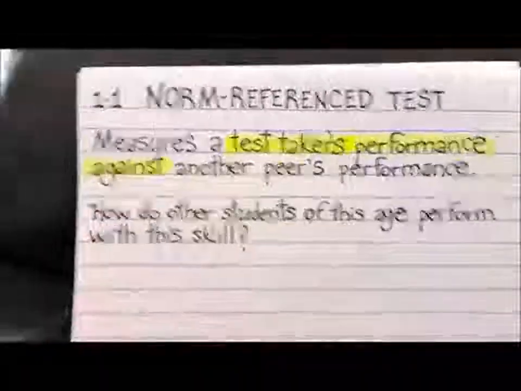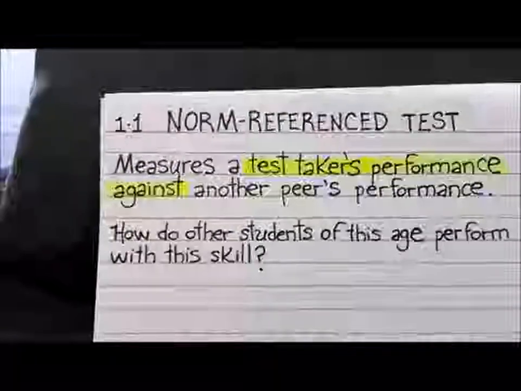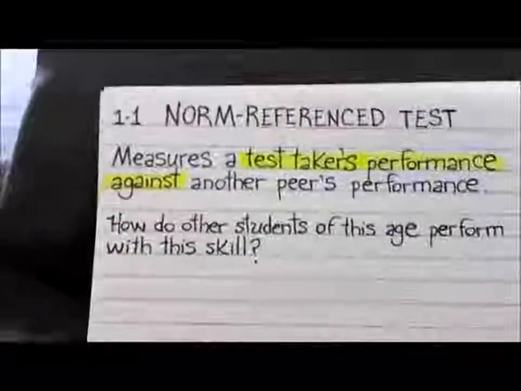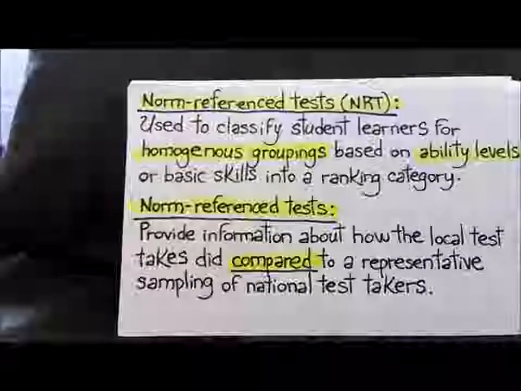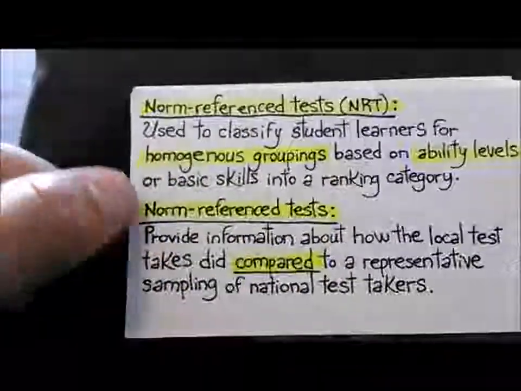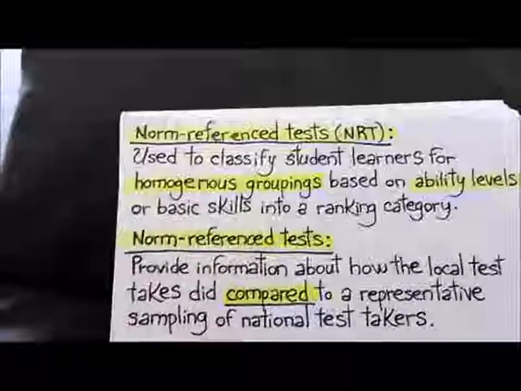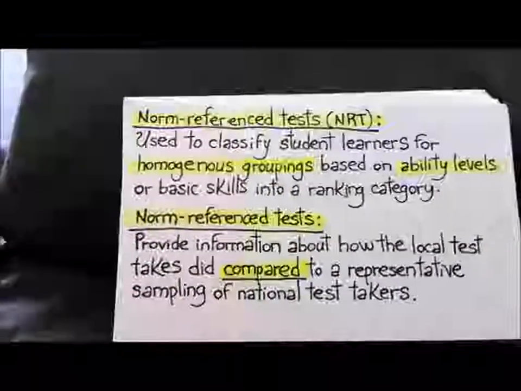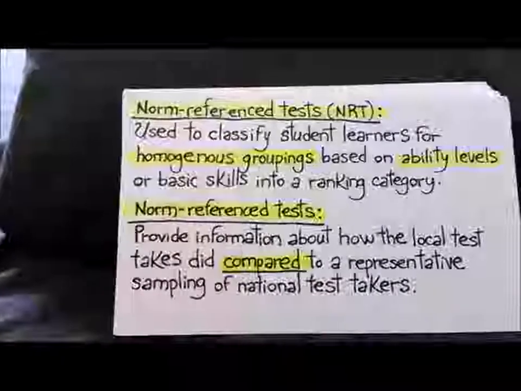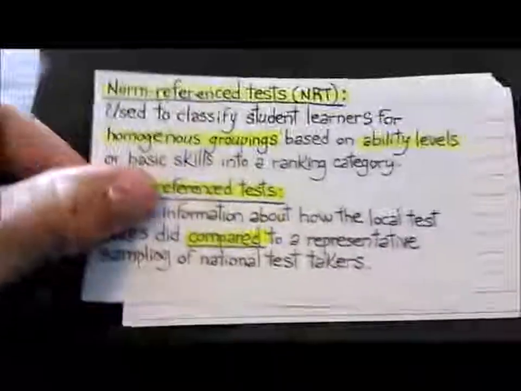Norm referenced test. It measures a test taker's performance against another peer's performance. How do other students of his age perform with his skill? The norm reference test, the NRT, is used to classify student learners for homogeneous groupings based on ability levels or basic skills into a ranking category. Norm reference tests provide information about how the local test takers compare to a representative sampling of national test takers.